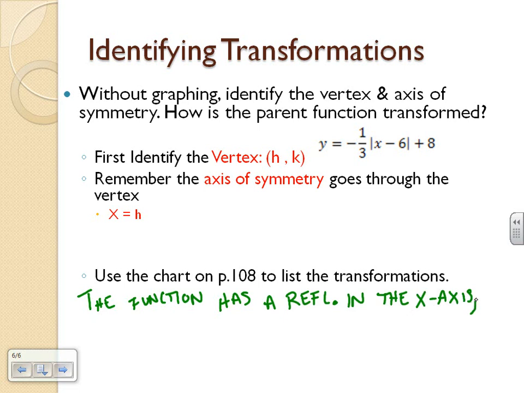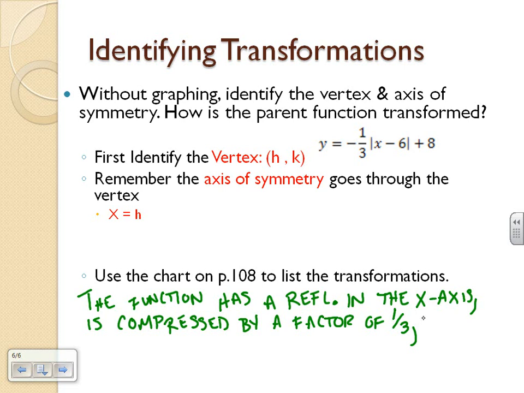The 1/3 is a compression. So then we continue on by saying is compressed by a factor of 1/3. So we always use that number to tell how was it compressed. It was compressed by a factor of 1/3. Now we move on to our -6. As I said earlier, our -6 is going to take us to the right 6 units.